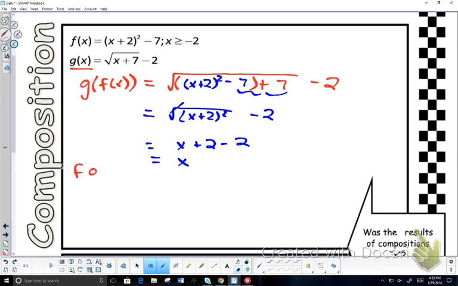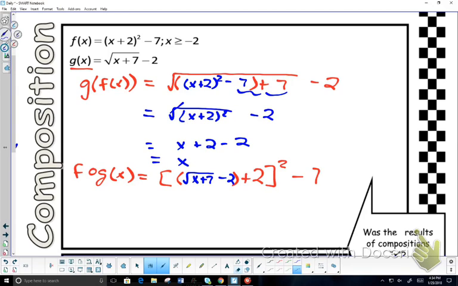F of g of x is going to be, f is my outside function, so I've got x plus 2 squared. Notice I put brackets just because I've got parentheses inside of there. And then I've got this minus 7 up here. So to double check, I'm going to go back and look. I got parentheses plus 2 squared minus 7. Okay. So now I want to take my g function. I'm going to put it on the inside. My g is the square root of x plus 7 minus 2.